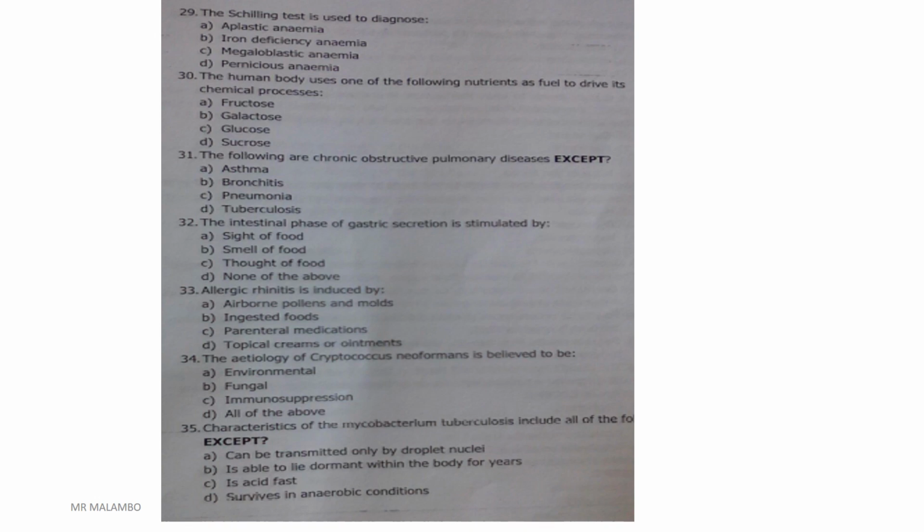Now, 32 says the intestinal phase of gastric secretion is stimulated by, okay, this is actually self-explanatory. For 32, the answer is D, none of the above. Sight of food, smell of food, thought of food. The intestinal phase of gastric secretion is stimulated by sight of food, smell of food? No. So none of the above. The answer is D.